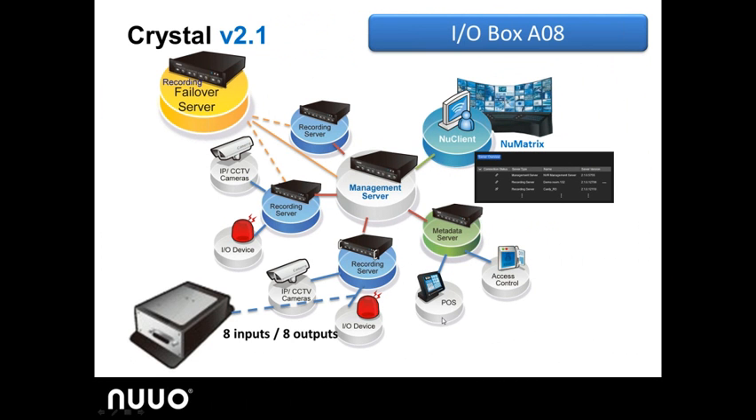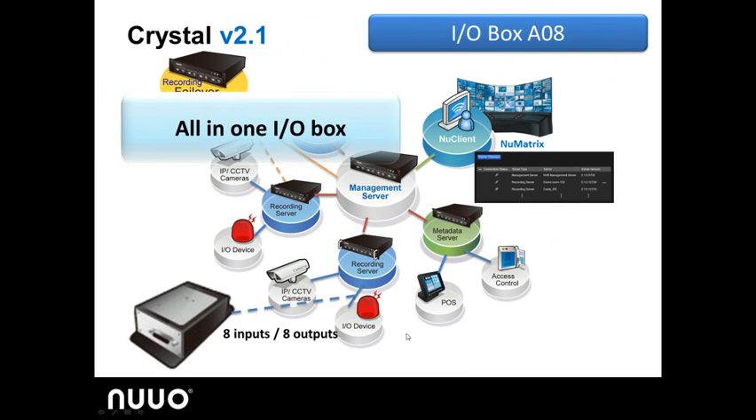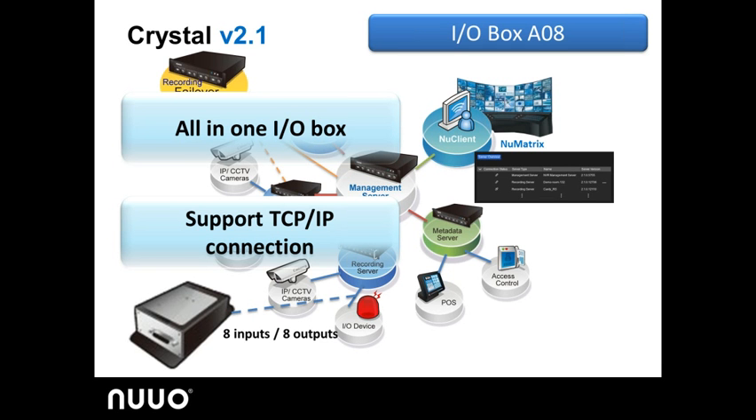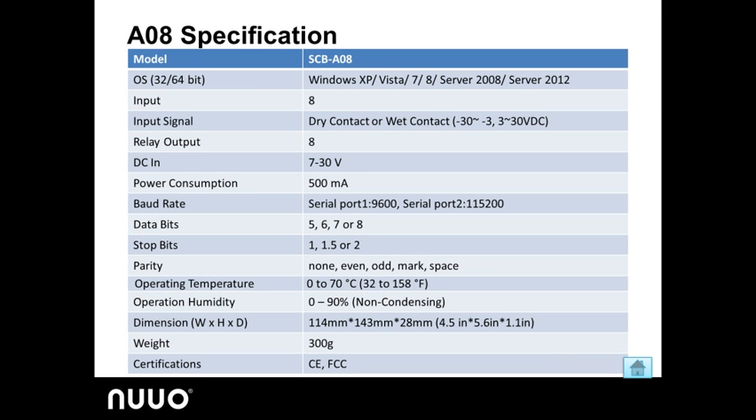So the next one is about the I/O box. The I/O box, we call it the A08. Basically, it's an input and output I/O box, and now in our Crystal 2.1 we can officially fully support it. It's an all-in-one I/O box. If you want to connect to the POS machine, you can use it, and if you want to use it as an I/O box, you can also use it. And of course it supports a TCP/IP connection. So that's the spec of it.